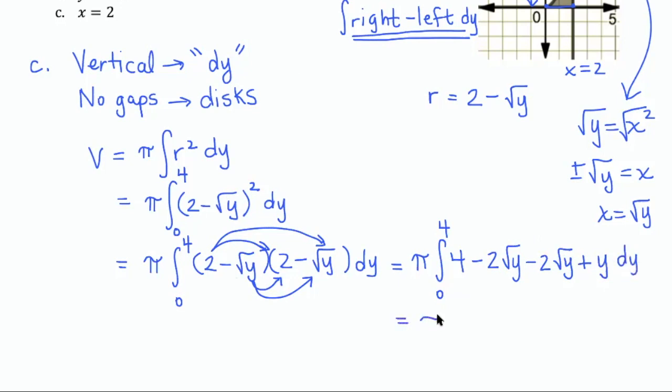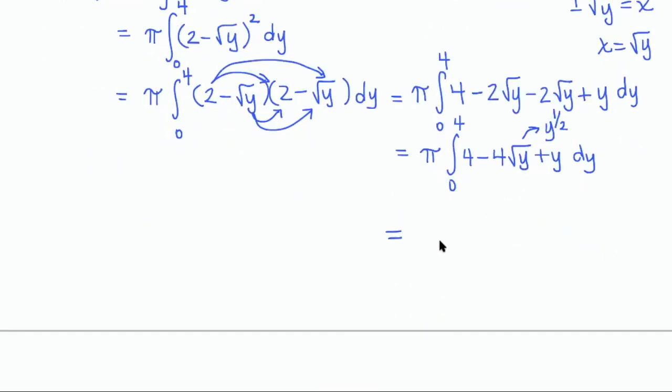Then I would combine my middle terms, and what I'm really looking to integrate is 4 minus 4 radical y plus y dy. And you won't have problems with this as long as you remember you're going to express the square root of y as y to the 1/2 power, do power rule down the whole integral, and if you do that properly, you should get 8 pi over 3, which is approximately 8.378.